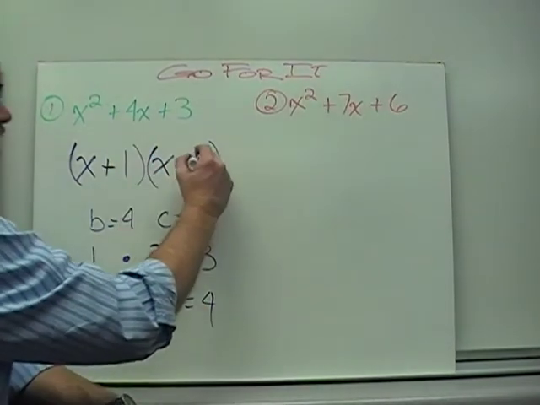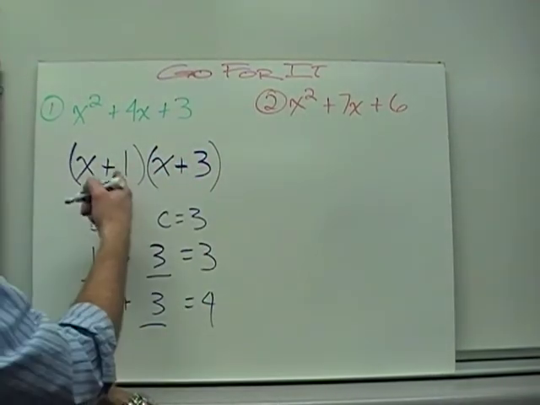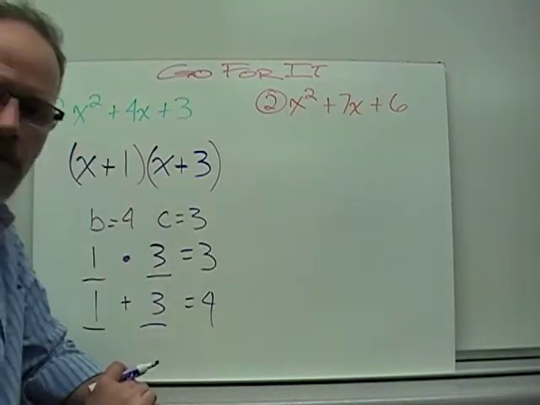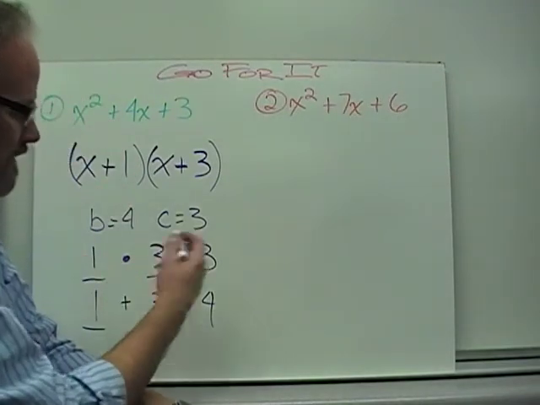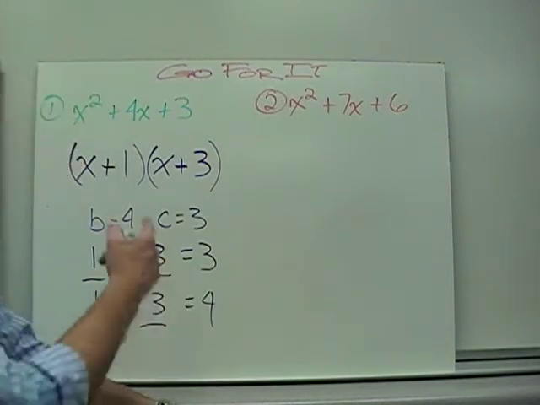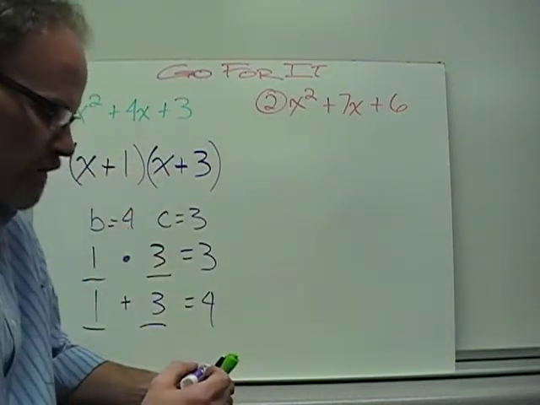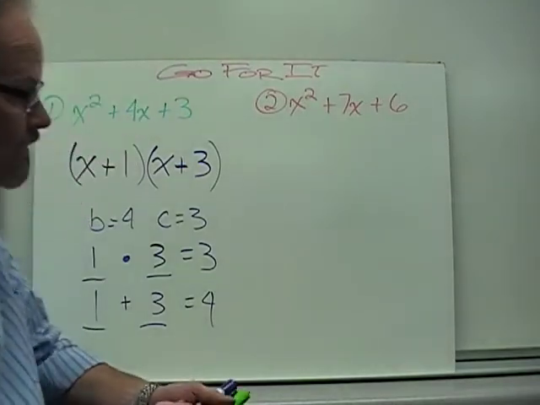Wow, we're done. I know we're done. If I work that backwards, it's going to check out. So that's the thought process behind it. So you would have gotten x plus 1, x plus 3 for the first factor.